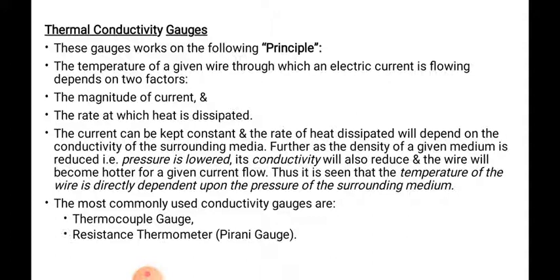Okay, the most commonly used conductivity gauges are the thermocouple gauge and the resistance thermometer, that is the Pirani gauge. These two gauges are used for the measurement of pressure, and both work on the principle of the magnitude of current flowing through the wire and the rate of heat dissipated to the atmosphere. Out of that, the first gauge we will see is the thermocouple gauge.